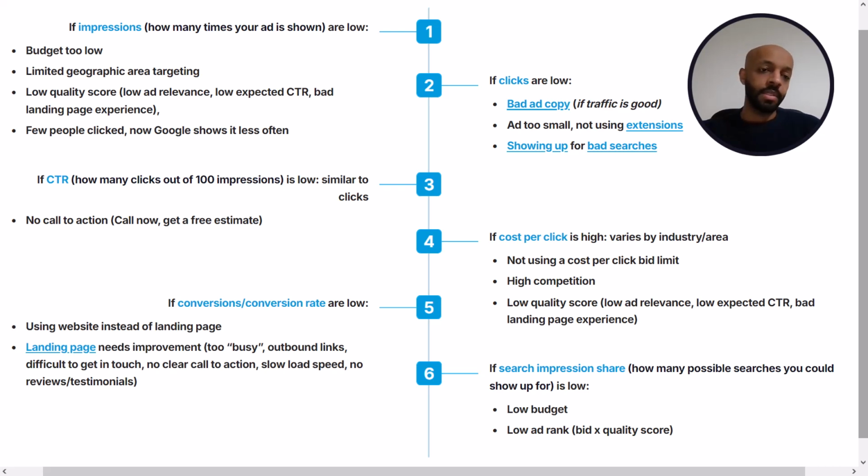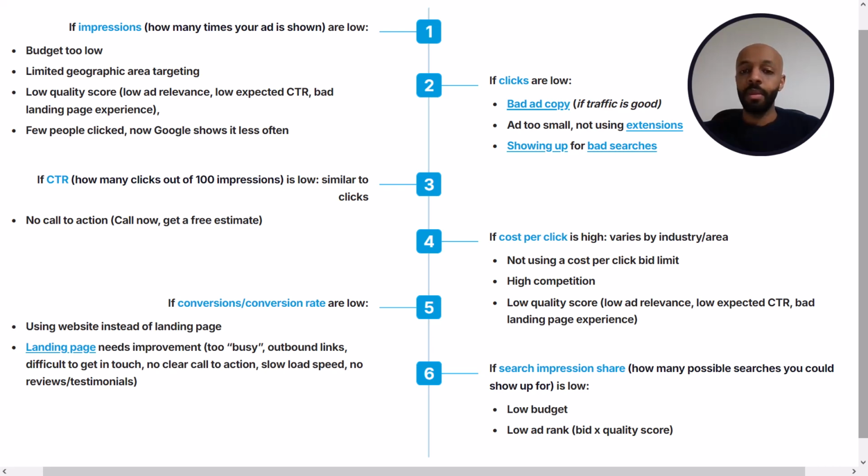So basically what this is, if you have a history of having a bad ad that does not get clicked on, Google isn't going to show your ad. They're going to favor someone else who is also bidding on those keywords. They're going to show them in that spot instead of you. So like I said, few people clicked, and now Google shows it less often because they know it's not going to get clicked. It's not going to make them any money, so they're not going to favor your ad. So that's the impressions.